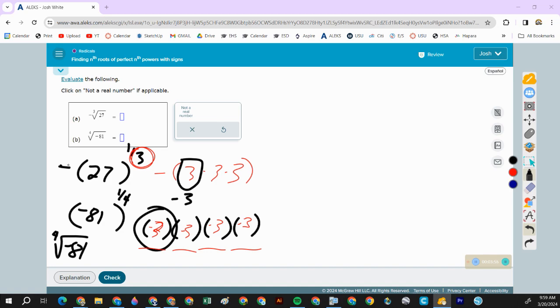Okay? But what if the negative on this one was inside? Is negative 3 times negative 3 times negative 3 equal to negative 27? Yes. So if the denominator or the size of the root is odd, then you can have a negative on the inside. If the size of the root or the denominator is even, then you cannot have a negative on the inside. What about negative square root of 9? Does that exist? Yeah. That's just the opposite of the square root of 9, so that would just be negative 3.